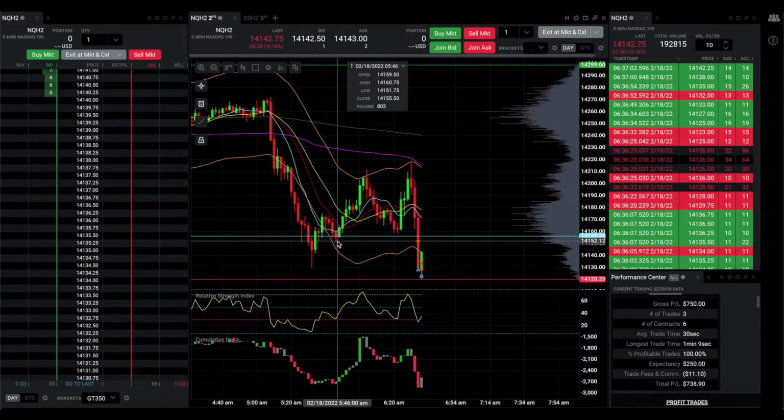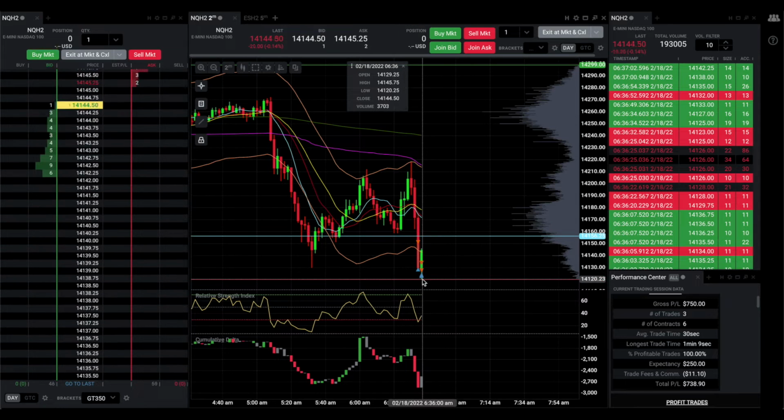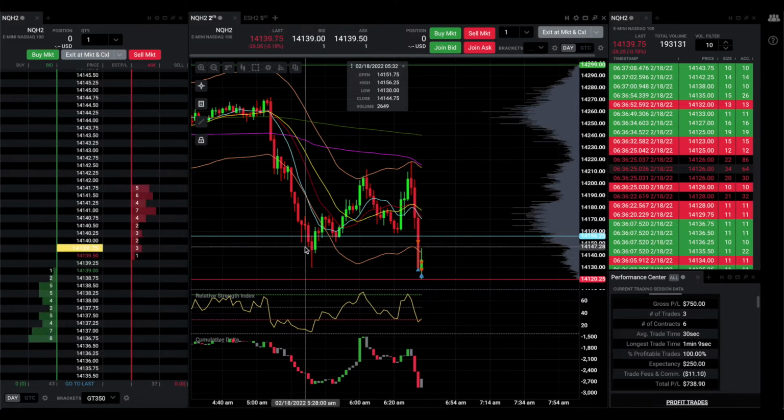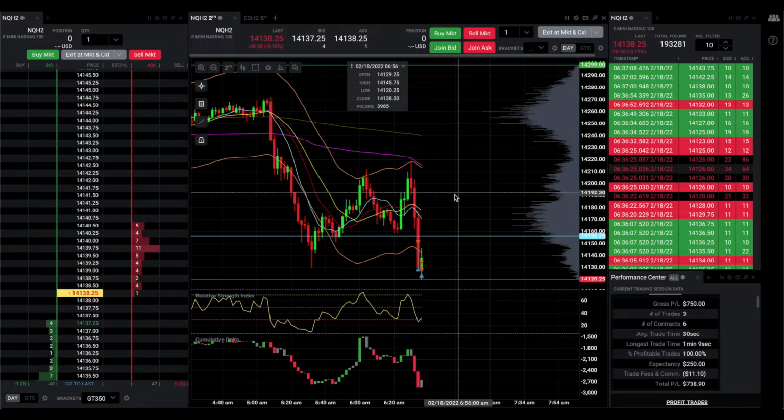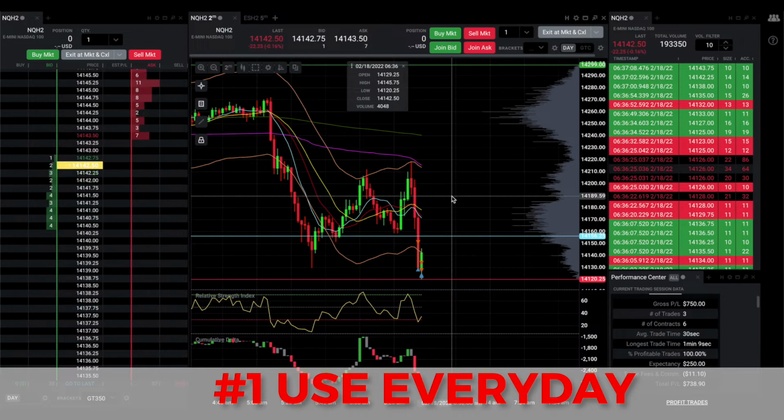Just playing the breaks of these lows, all right? It broke the low, and then I got the squeeze up. I'm looking at price action. I'm looking at the chart to determine that. This is one of my favorite strategies to use, and it works the same for the upside.